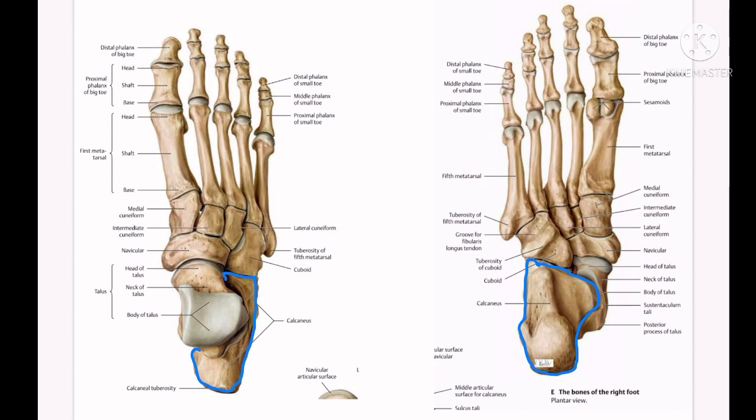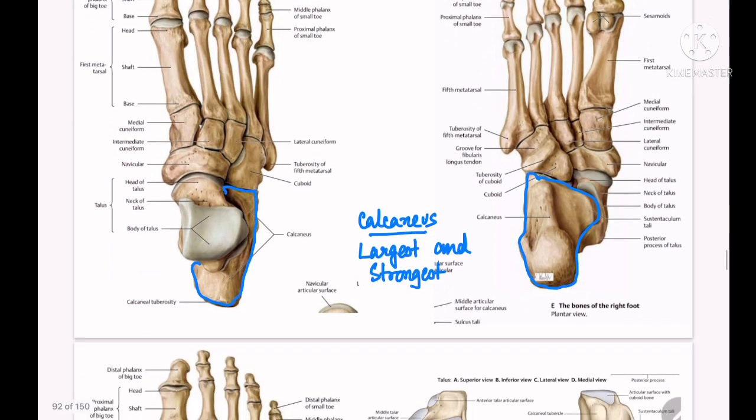Calcaneus is the largest and strongest bone of the foot. If you take a look at the calcaneus from the side view, then you will see that calcaneus sits not only below the talus, but a part of calcaneus extends beyond the talus. So let's see the side view.